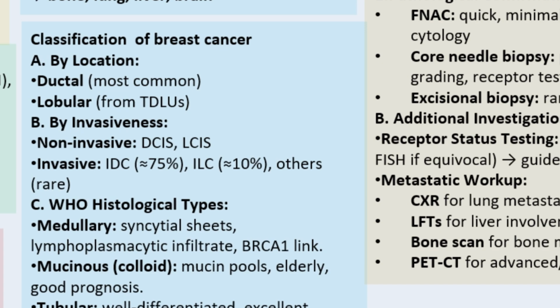And then it becomes invasive. The invasive ductal carcinoma, that is in 75% of cases. That is when it breaches that basement membrane and leaves and now starts spreading to the rest of the breast. And then we have the invasive lobular carcinoma, and that is in approximately 10% of the cases. In other cases, we have other rare causes.